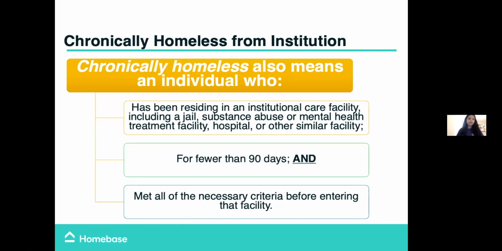So for example, if a person with a qualifying disability is living on the streets for 10 months and they then enter an institution for 2 months, they now have 12 months of homelessness and qualify as chronically homeless.